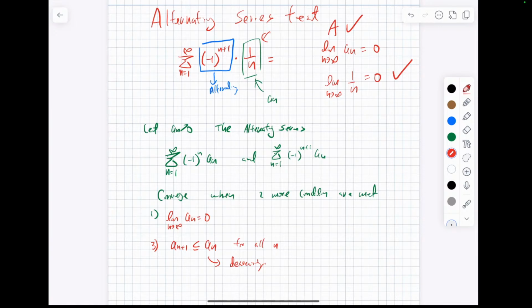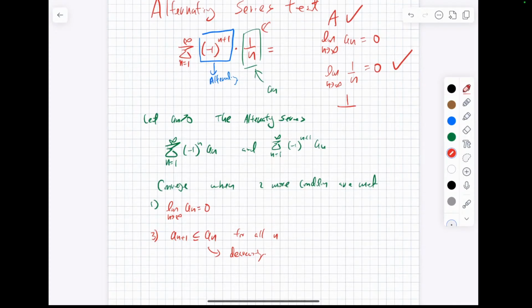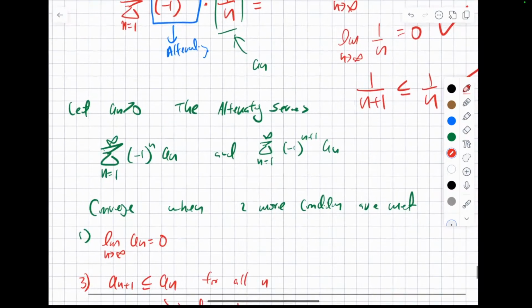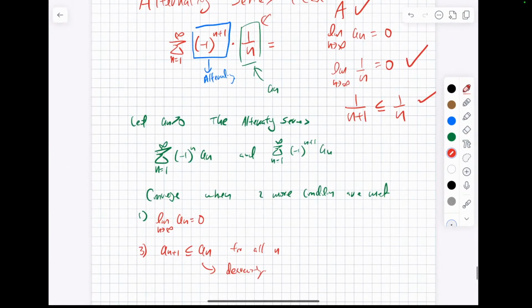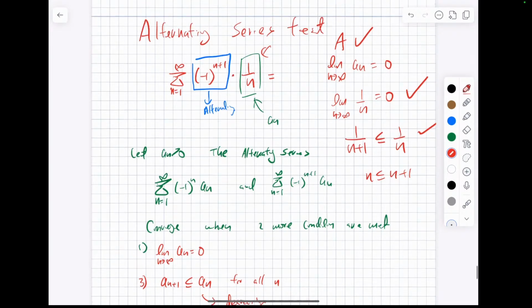What's the third condition? It's decreasing. So there are two ways to test decreasing. In this case, you can test with what? 1 over n plus 1 is less than 1 over n. Is that true? Check. That justifies it. Well, if you really want to take one step, you can cross multiply. n is less than n plus 1. If I write that on a test, you're going to... Well, that's easy, right? n is less than n plus 1 if I cross multiply. So this is a check. So if three conditions are met, the series converges.